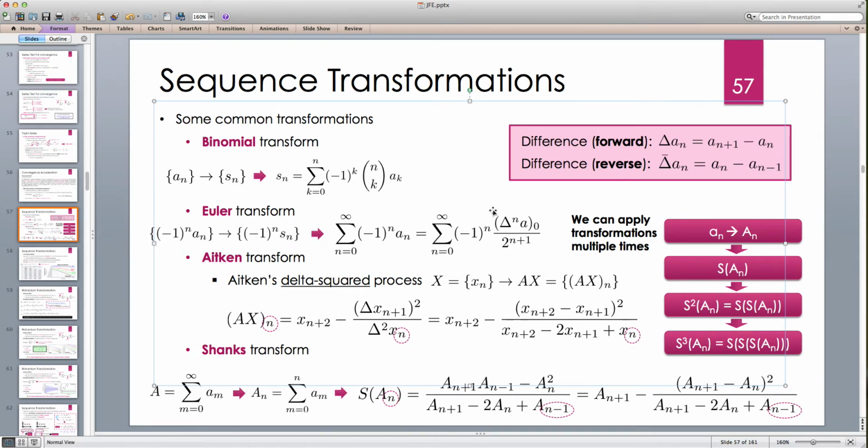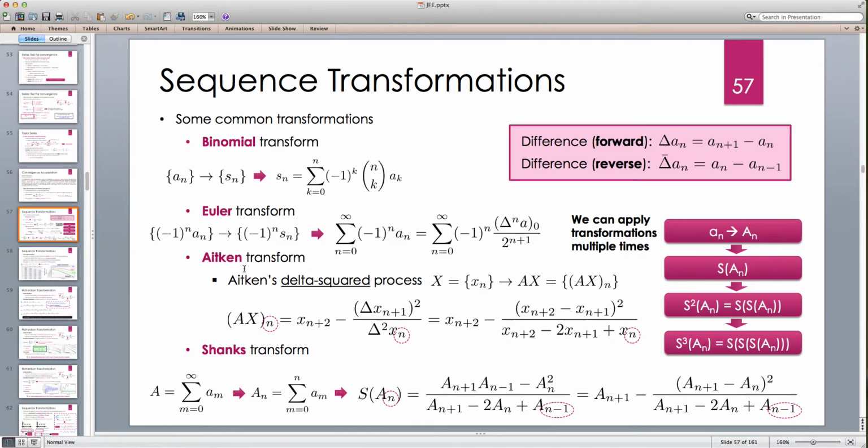But the S_n sequence, delta^n a_0 over 2^(n+1), definitely dies off faster than a_n. Therefore, this series on the right has a faster convergence rate, right? Because one of the things that determines how fast a series converges is how fast the generating sequence a_n actually dies off. Because a_n must go to 0, otherwise the series is guaranteed to diverge. And the faster a_n goes to 0, the faster the series converges.